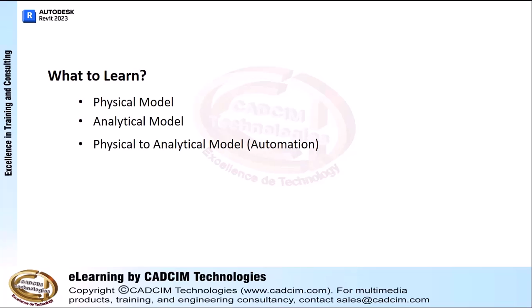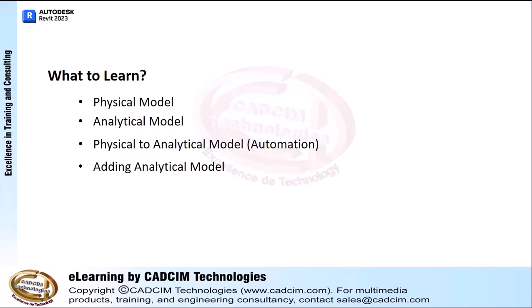Further, you're going to learn how to convert an existing physical model to an analytical model through the automation tool, or you can also create the analytical model manually. Revit has allowed you to create manual analytical members in the project. You'll also learn further how we can do that.